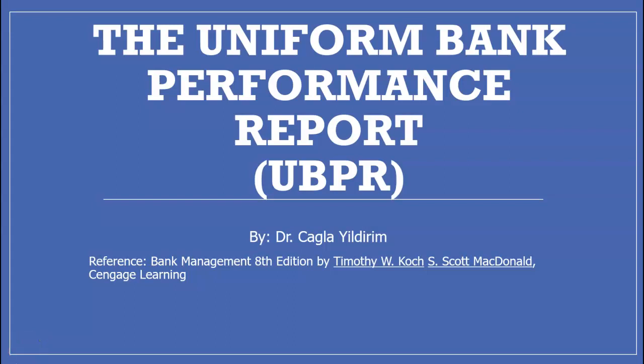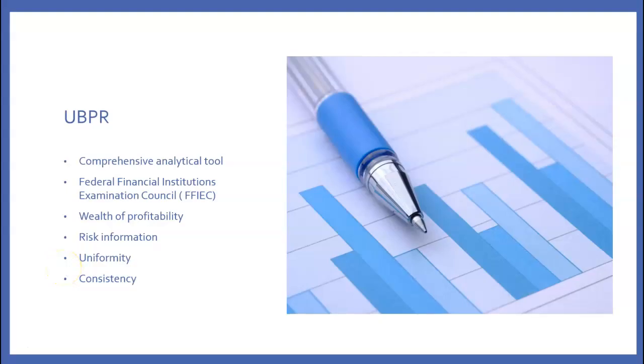In this short video, you will be learning about the Uniform Bank Performance Report, also known as UBPR. The Uniform Bank Performance Report is a comprehensive analytical tool created for the various bank, supervisory, and examination agencies from the Federal Financial Institutions Examination Council quarterly call and income reports. The UBPR contains a wealth of profitability and risk information presented in a consistent and uniform manner.